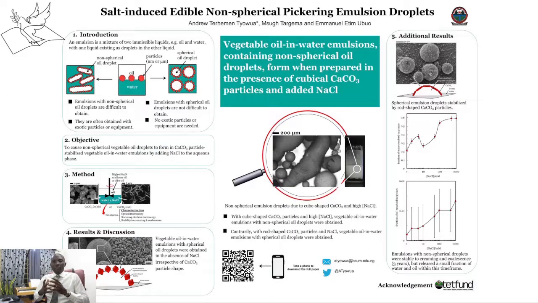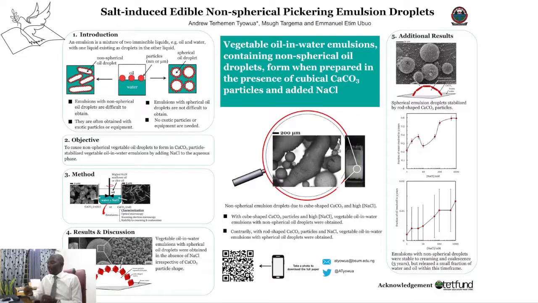An emulsion is a mixture of two immiscible liquids, for instance oil and water, in which one of the liquids is dispersed as droplets in the bulk of the other one. Emulsions are made stable by adding either surfactants or small solid particles, otherwise known as colloidal particles, to the emulsion during preparation.